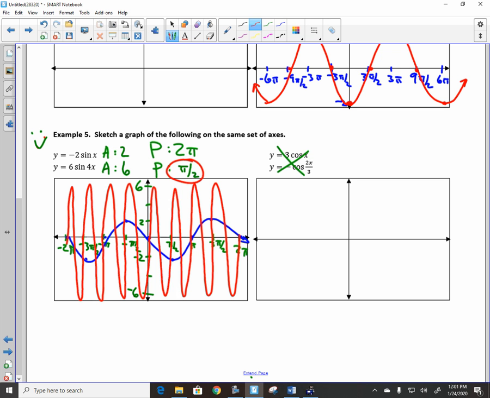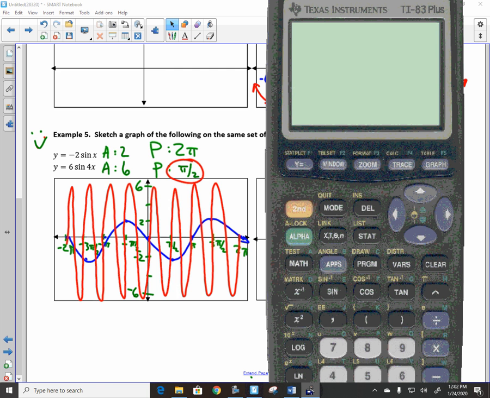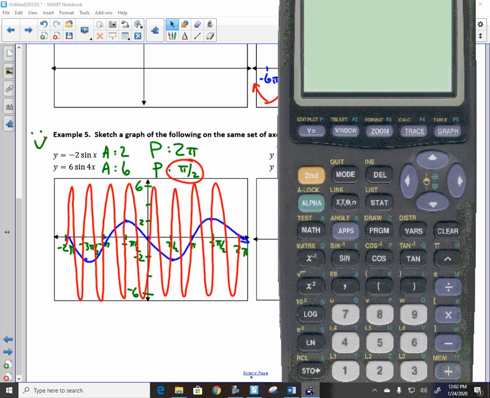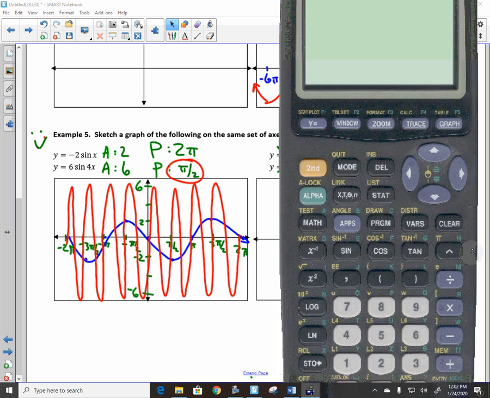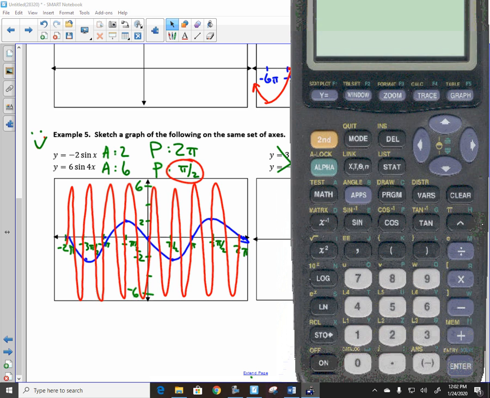Sometimes, believe it or not, students make fun of me. That's fine. I can make fun of you. We can go back and forth. But part of what they say is that my graphs are not very accurate. They're not very pretty. They just look like a big old mess. And I argue, no, I think my graphs are really accurate.